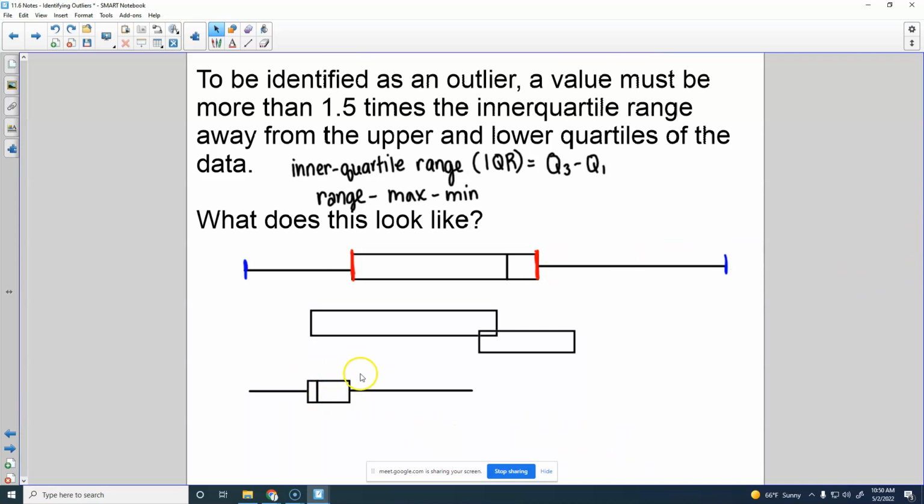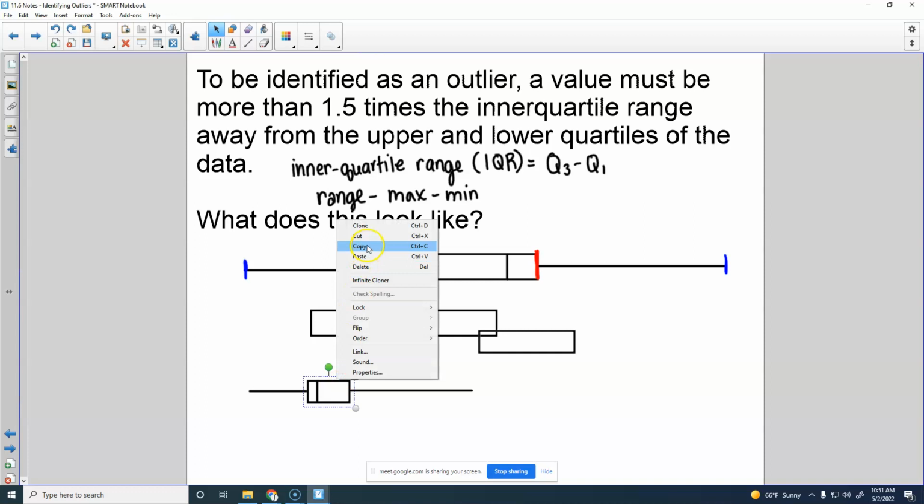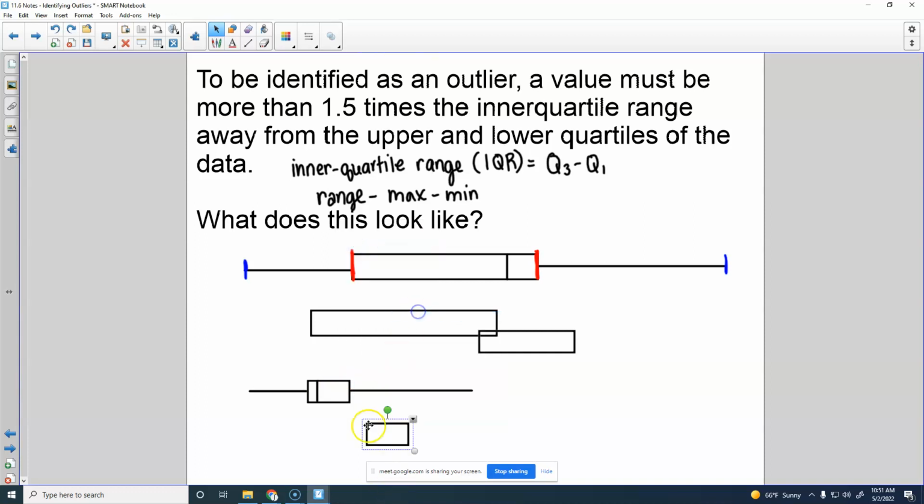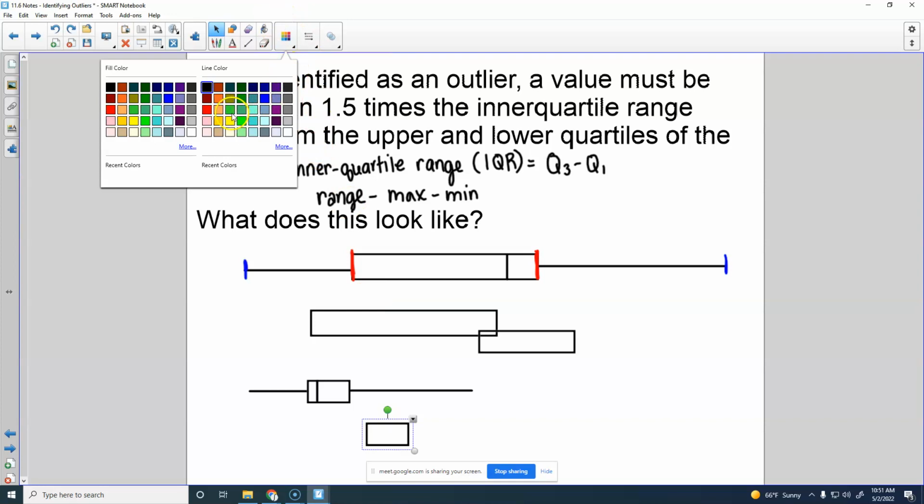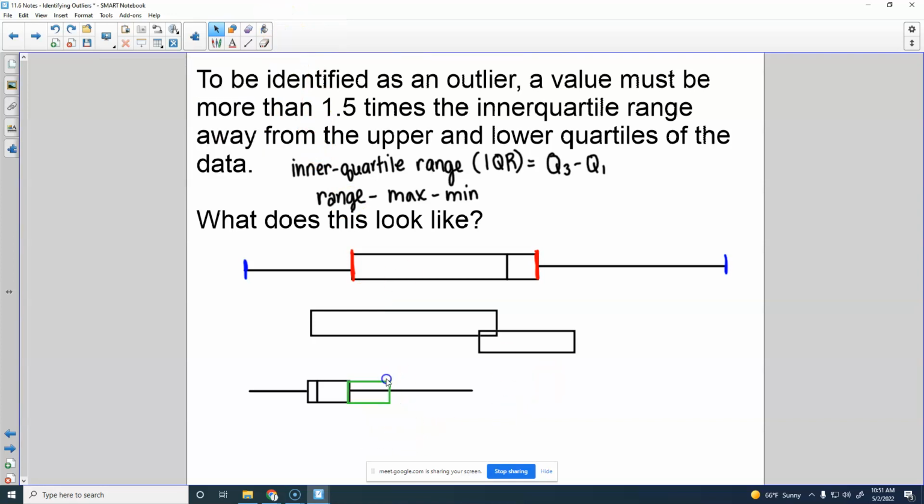What do you guys think about this one here? You think it's going to have outliers? Okay, Marley says so. I'm seeing some no's. Okay, let's do the same thing. Let's take the box. Change its color. All right, so there's one whole box. I'm just going to copy and paste it again. There's 2 whole boxes, right? That's definitely more than 1.5 times the interquartile range. So I would have upper outliers here.